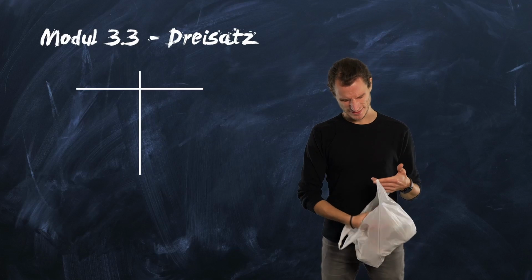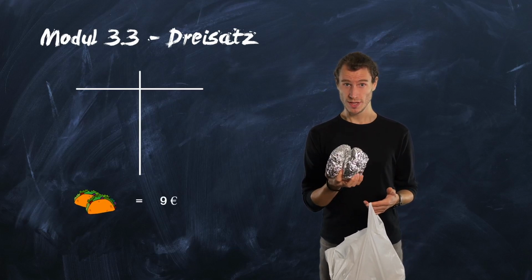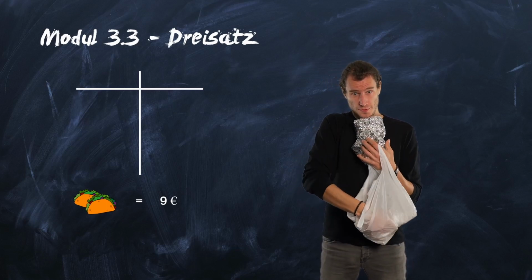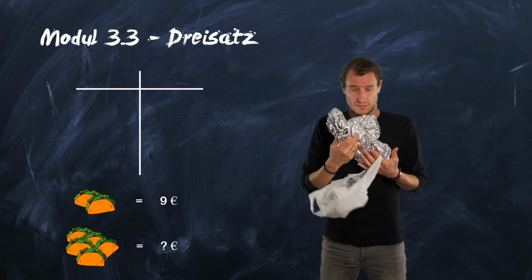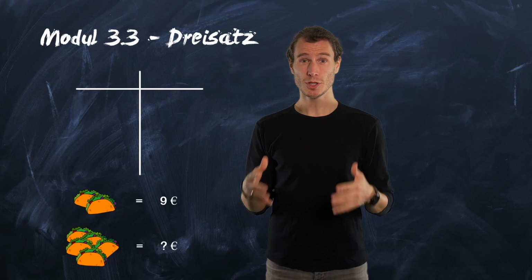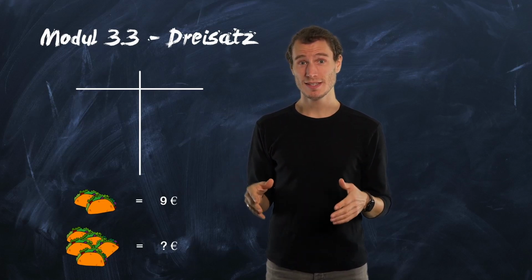We've got 2 yummy donors. Together they cost €9. However, I want to know how much 5 donors cost, so that we all have enough to eat. To calculate this in your head, it's rather tricky. That's why I write it in a table.